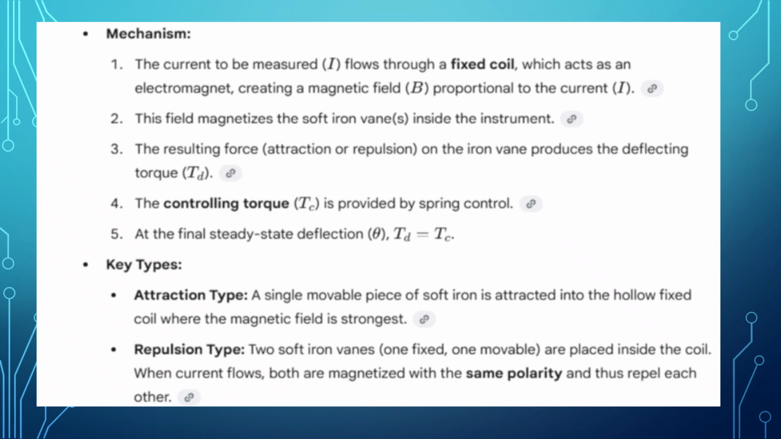Now let us see what are the key types. Attraction type: a single movable piece of soft iron is attracted into the hollow fixed coil where the magnetic field is strongest. Now let us see the repulsion type. Two soft iron vanes, one fixed and one movable, are placed inside the coil. When the current flows, both are magnetized with the same polarity and thus they repel each other.